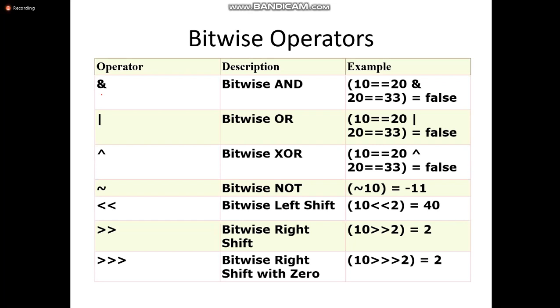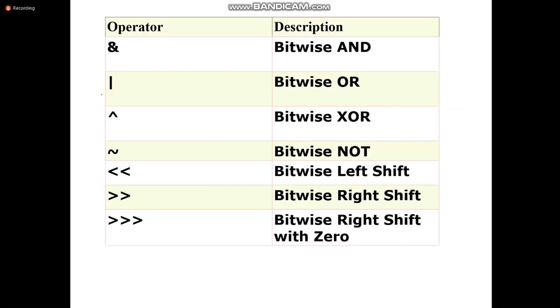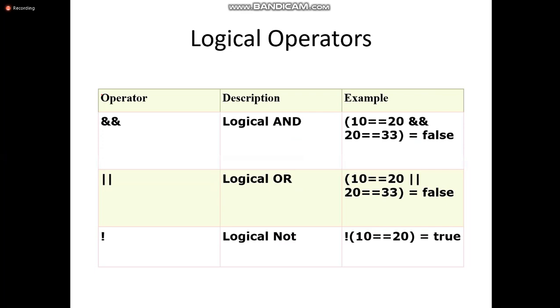Next, after understanding bitwise operators, we have logical operators. You know them: double ampersand, double or, and not. Multiple expressions you can concatenate with double ampersand. It will return true if all expressions are true.